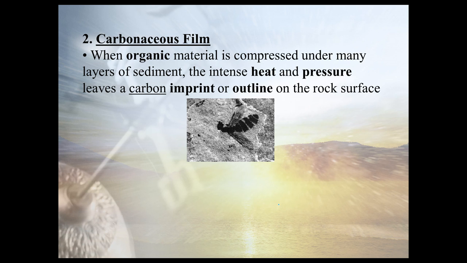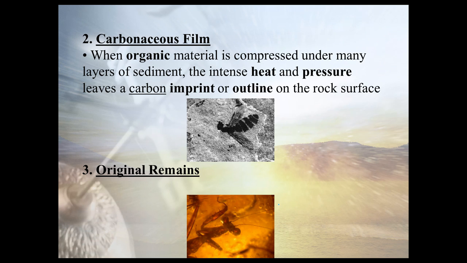In terms of a definition of what carbonaceous film is, when organic material, which just means it contains carbon, is compressed under many layers of sediment, the intense heat and pressure leaves an imprint or an outline on the rock surface. So really high heat and pressure has just crushed this organism into a bunch of little tiny particles, and then all we see left now is just this imprint on the surface of the rock.